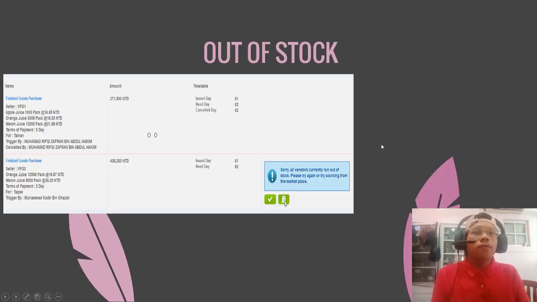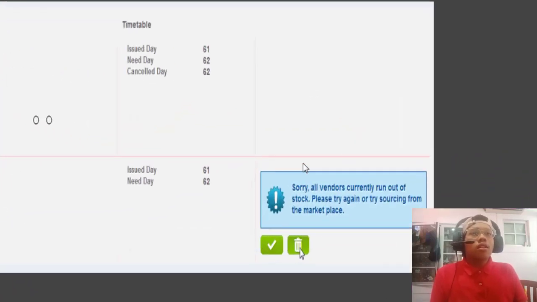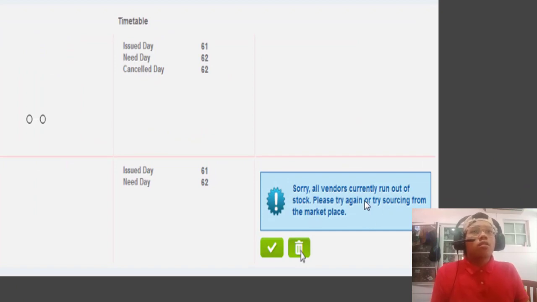Next is vendor out of stock. During the holiday, vendors are always out of stock because many retailers want to stock up their inventory until full in preparation for the holiday. So you can see in this picture that all vendors are currently out of stock.